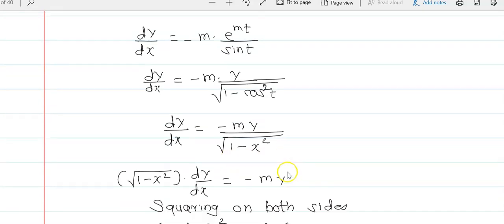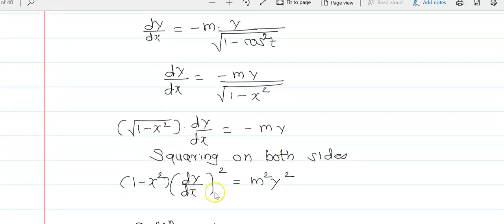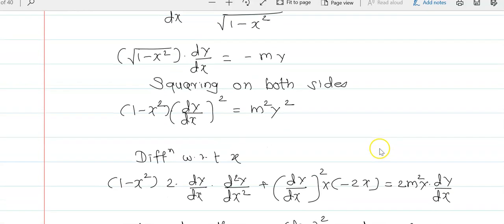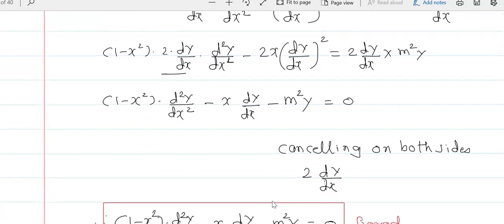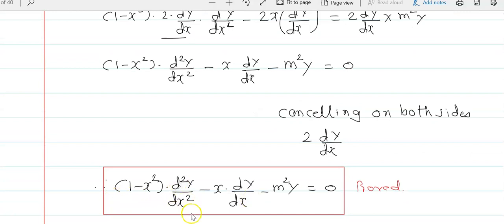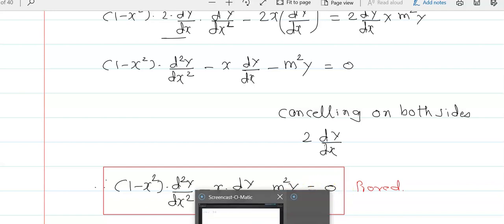Now squaring on both sides. Therefore you will get 1 minus x square into (dy by dx) whole square is equal to m square y square. Now differentiate this with respect to x. 1 minus x square into derivative of (dy by dx) whole square, which is 2 dy by dx into d2y by dx square, plus (dy by dx) whole square into derivative of 1 minus x square, which is 0 minus 2x, and y square is 2 m square y into dy by dx. Now cancel the common term throughout, that is 2 dy by dx, and that's why you are getting 1 minus x square into d2y by dx square minus x into dy by dx minus m square y is equal to 0. Now let's see the next example.